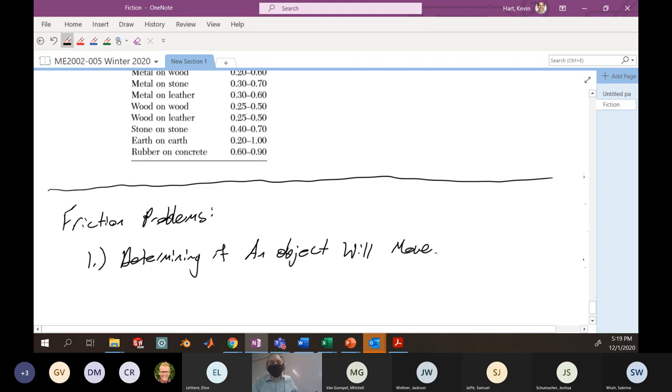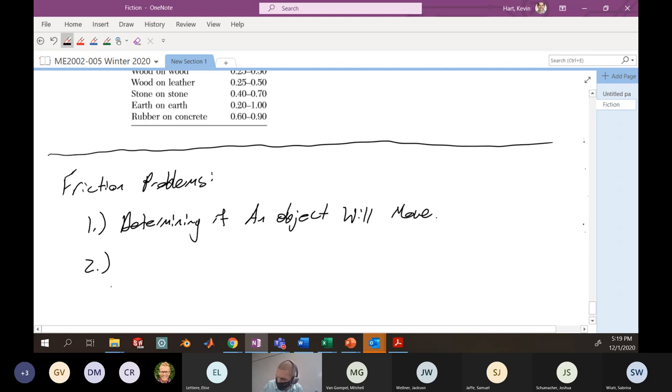Okay. These types of problems, you'll be given some information about some applied load and your coefficient of friction. It's both static and probably only just static. What is your static coefficient of friction? If you apply this force, is it going to move or not? Okay, it's like type problem number one.